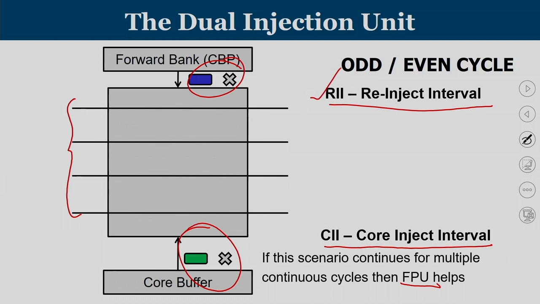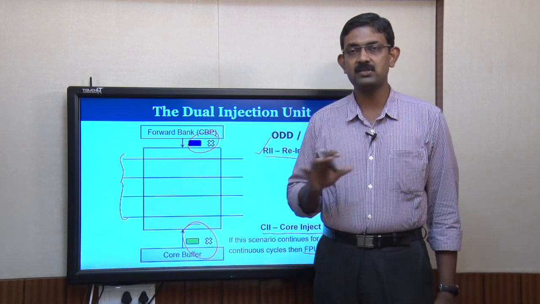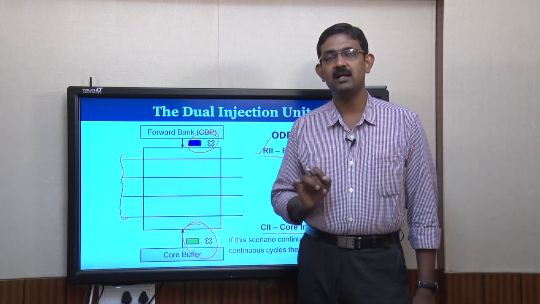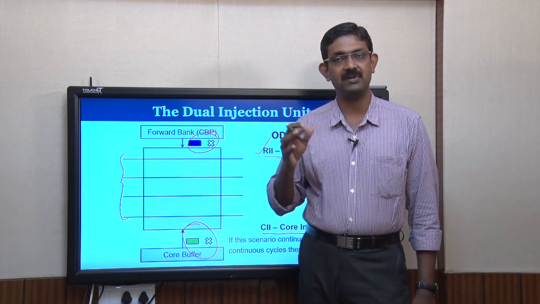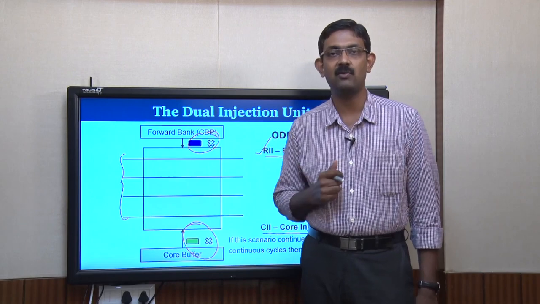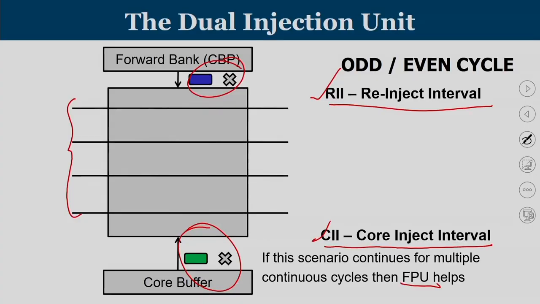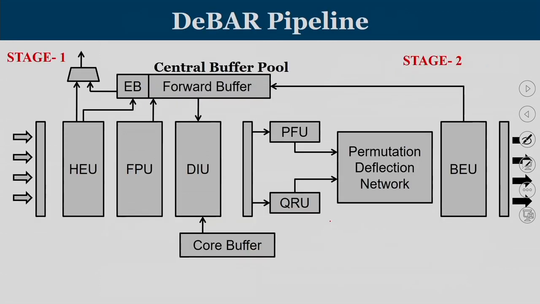So the re-inject interval is equal to 2. That means a flit in the side buffer will wait at most 2 cycles. If for 2 cycles it is not getting an entry into the router pipeline, then preemption happens, leading to a way for the starved flits. Similarly, we have something called core inject interval. Core inject interval is defined as a threshold for how long a flit in the core buffer will wait to enter into the router pipeline. So that is all about this, and now we will see about the flit preemption unit.